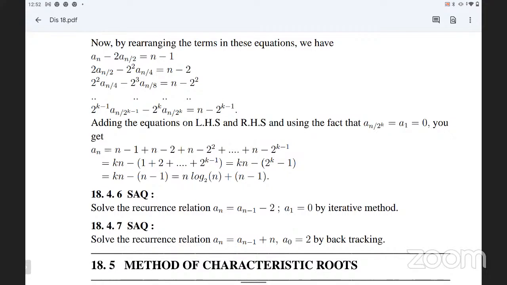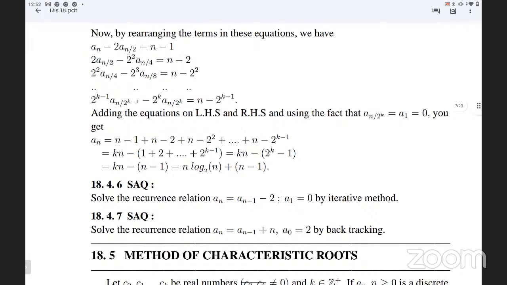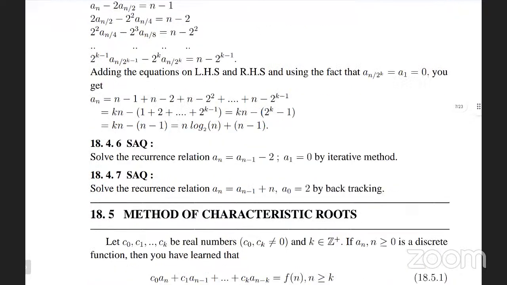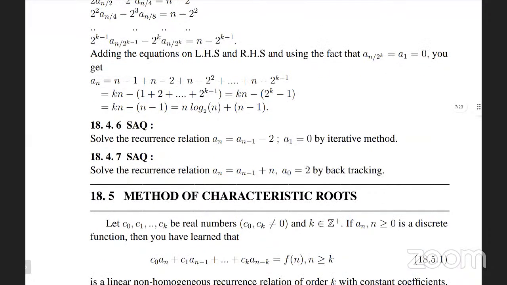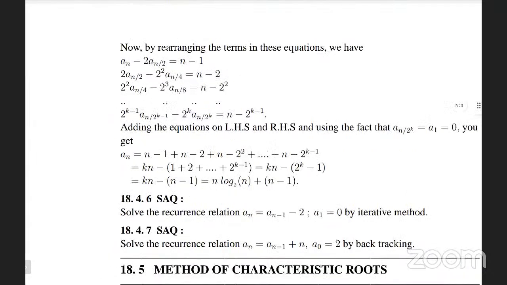What I can write is k n minus 2 power k minus 1, called the nth term. So that 2 power k minus 1 is called n minus 1. This clearly appears like n log n base 2 plus n minus 1, because k equals log n base 2. This is called a recurrence relation for the iterative procedure using divide and conquer.